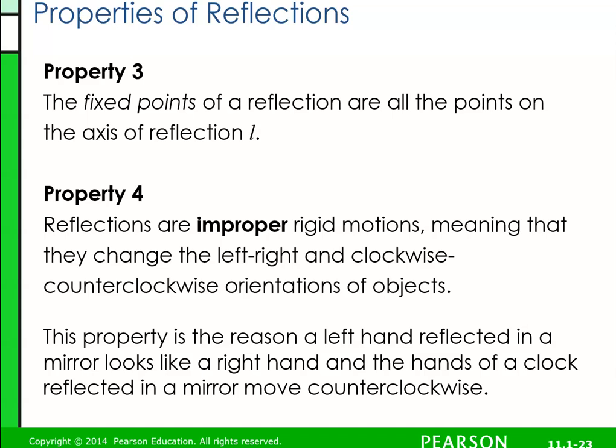Property 4: reflections are improper rigid motions, meaning that they change the left, right, and clockwise, counterclockwise orientations of objects. This property is the reason a left-hand reflection in a mirror looks like a right hand, and the hands of a clock in a mirror are counterclockwise. So that's a nice little description of how looking through a mirror, a left hand turns to a right hand, that type of thing.